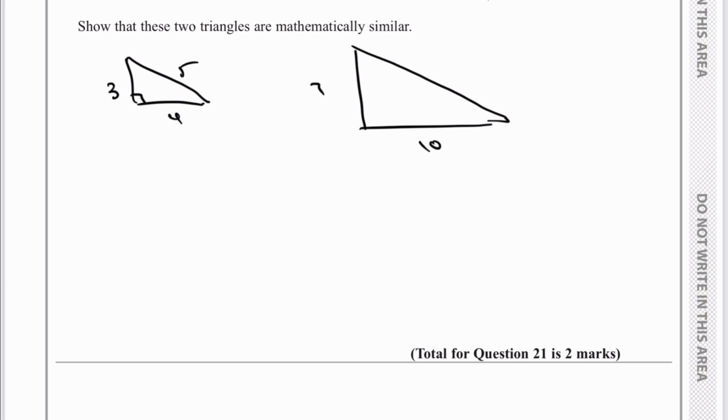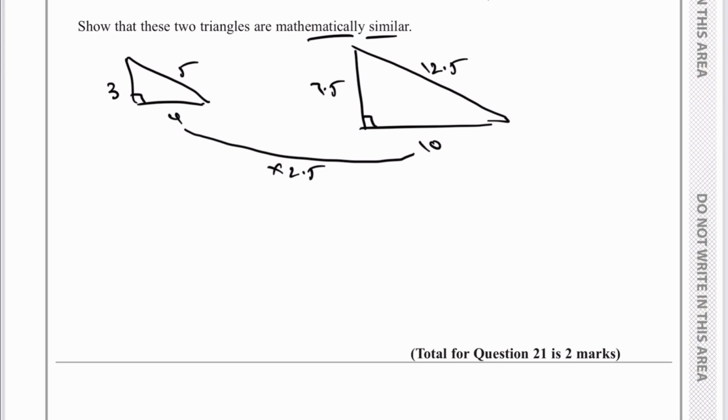Okay, so this is going to be 7.5, and then this is going to be 12.5. The information I need really is to work out the scale factor. Now the scale factor is, what have I multiplied 4 by to get to 10? Well, I've multiplied it by 2.5.